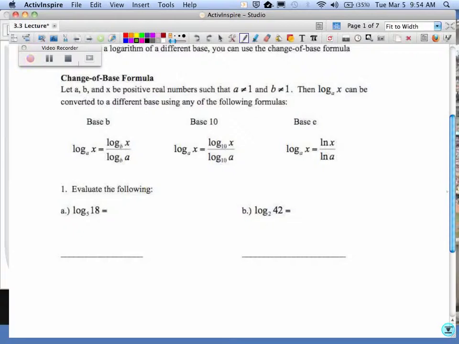Grant, where's the base go? On the bottom. Maria, where's the base go? JP? On the bottom. See how that works? The base always goes on the bottom. So, you got it.